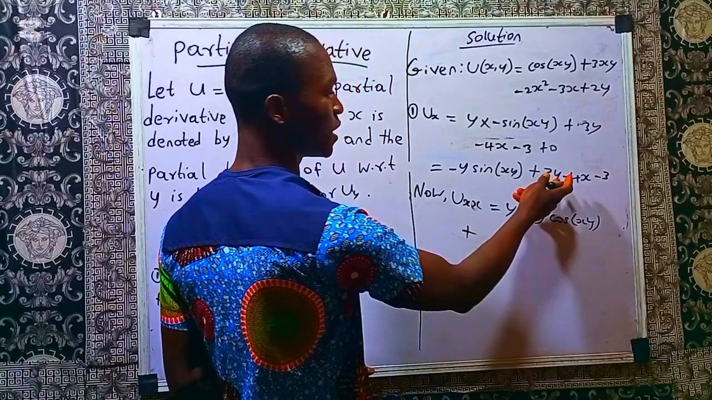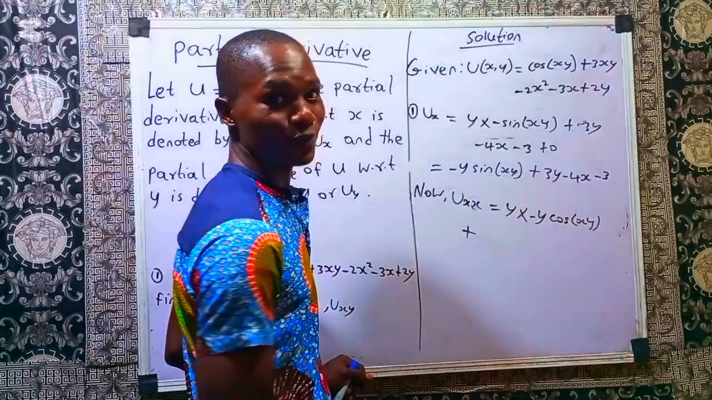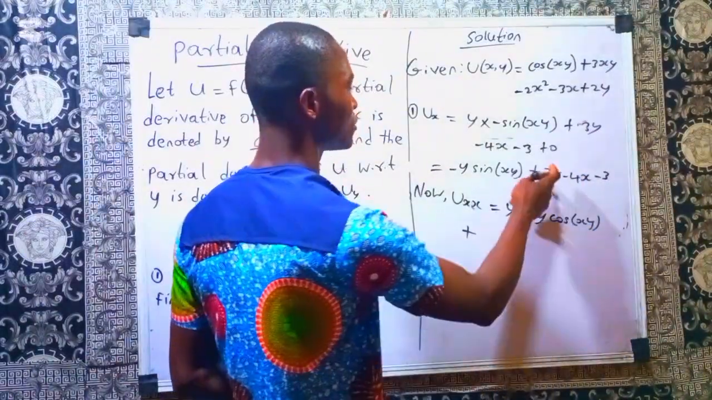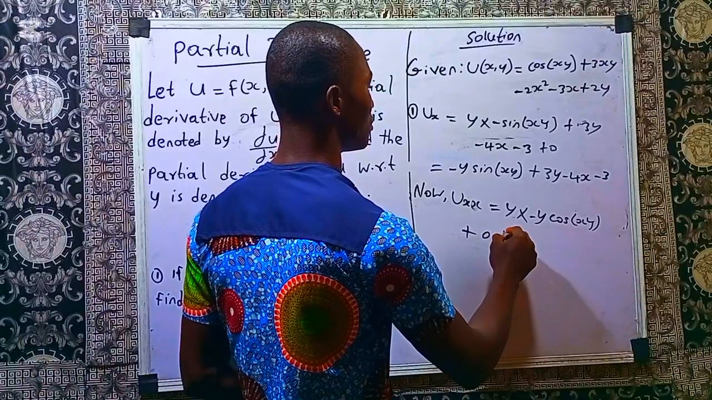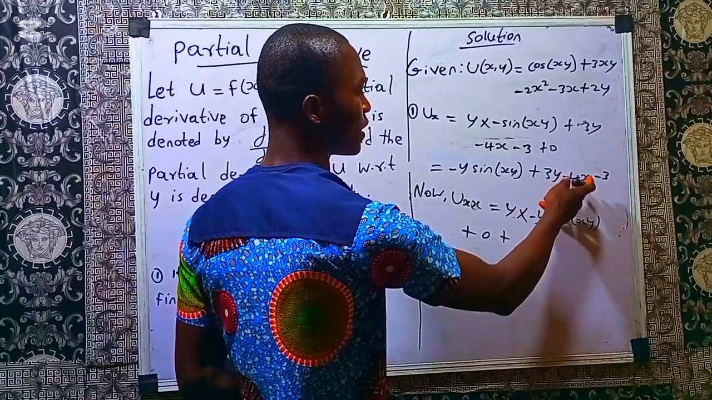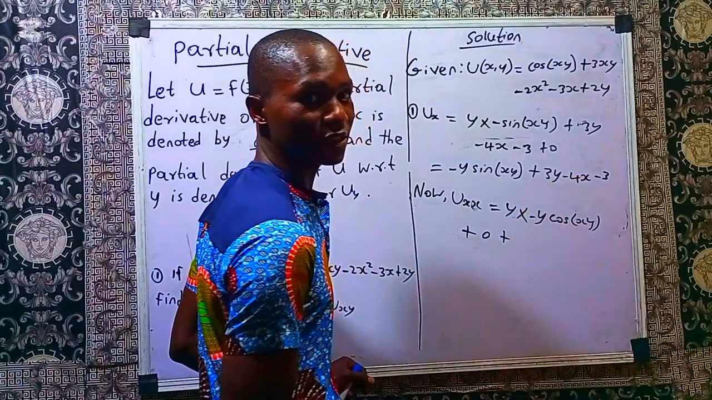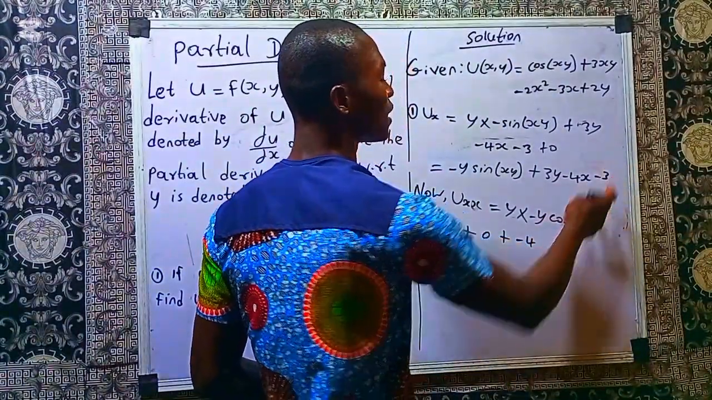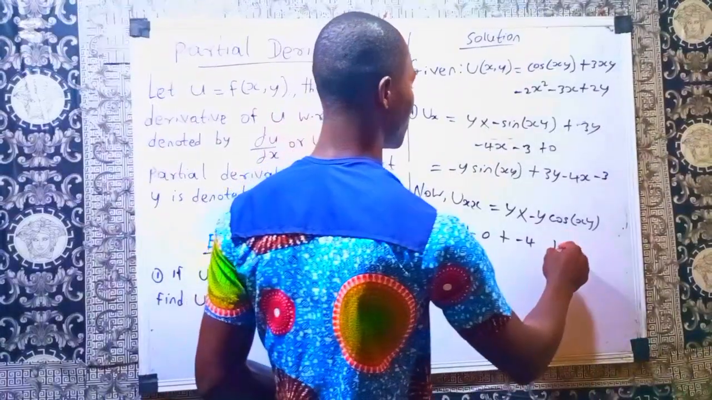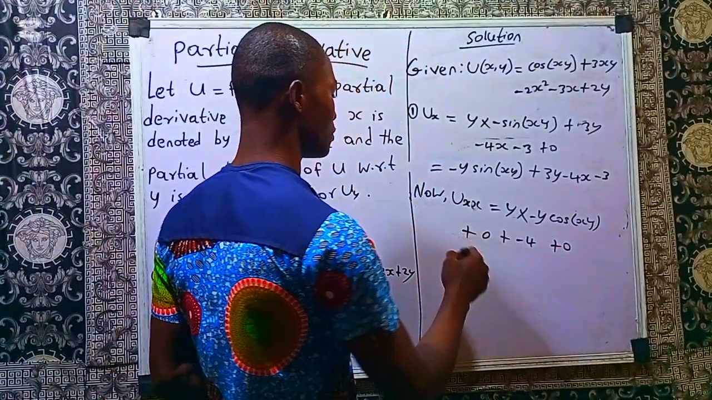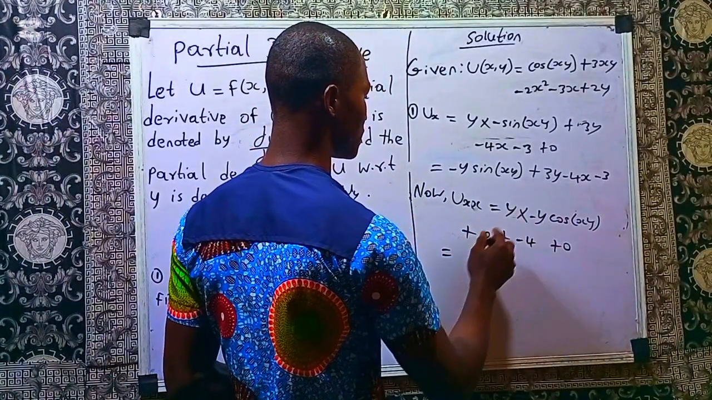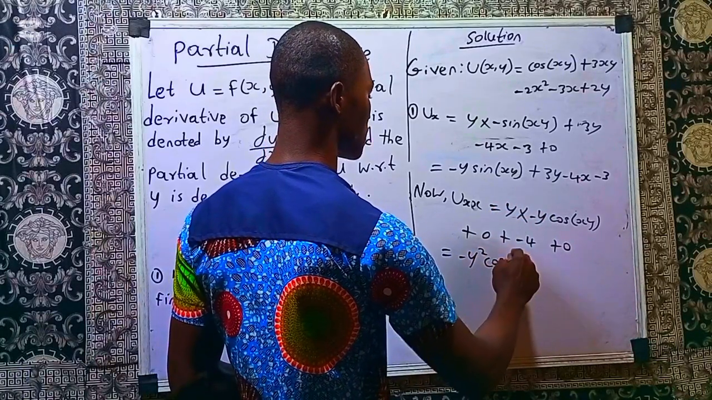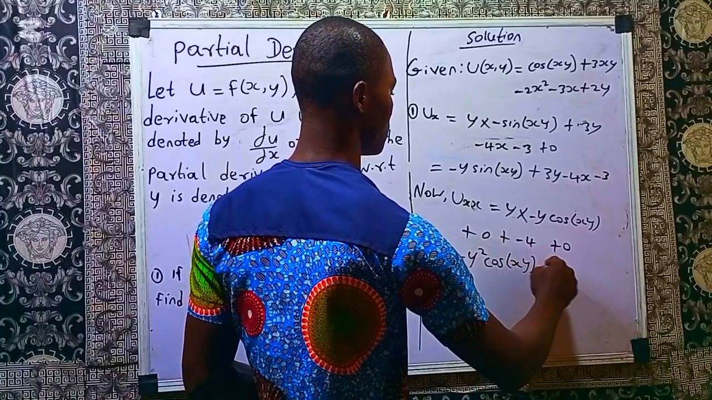Then plus, differentiate 3y with respect to x. This is just a number, a constant. You are treating y as a constant. So this will give you what? 0. Plus differentiate negative 4x with respect to x. You get what? Negative 4. Differentiate 3 with respect to x. Of course, you get 0, because it's a constant. So this will be equal to what? Let's multiply this to get negative y squared cosine of xy minus 4.